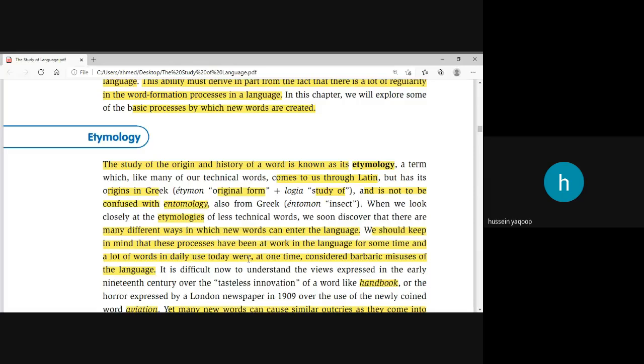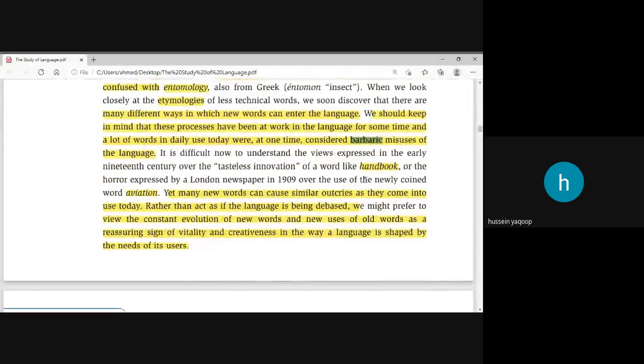A lot of words used daily today were at one time considered barbaric. Barbaric in the sense that it is very strange, so people do not accept to use it. Many of these examples, if we go back in history 50, maybe 70 or 80 years ago, the aviation, in the first sense, was not very much accepted by people. How could a human being fly in the air? It was something unacceptable, asymmetric.